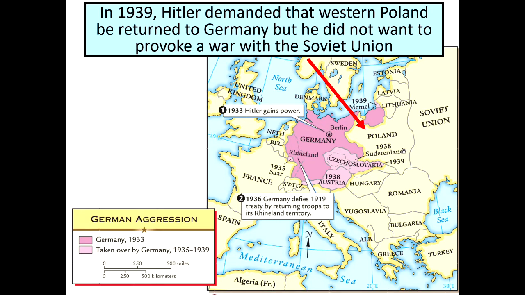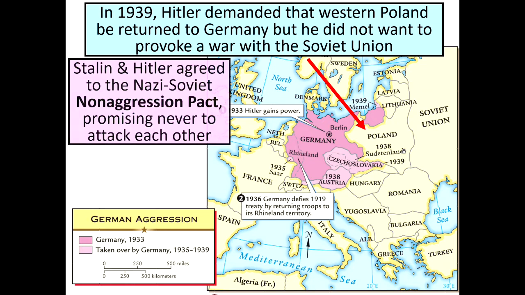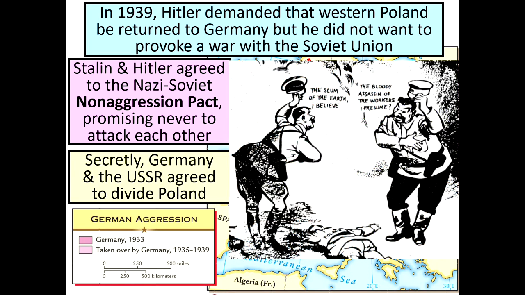In 1939, Hitler demanded that Western Poland be returned to Germany, but he did not want to provoke a war with the Soviet Union. Stalin and Hitler agreed to the Nazi-Soviet Non-Aggression Pact, promising never to attack each other. Secretly, Germany and the USSR agreed to divide Poland.